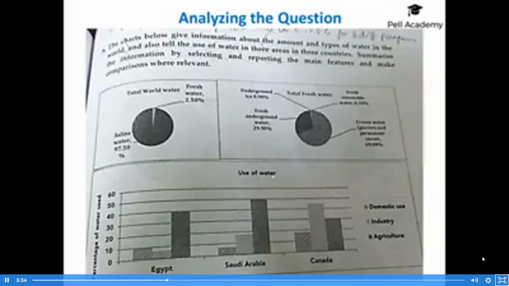The third chart then, use of water. So this is just total use of water. We're not told if this is fresh water or if this is salty water. So basically, there is no direct connection except that it's about water. So you won't be making any comparison between the bar charts and the pie charts, but there is a comparison to make here, that the fresh water is the connection.